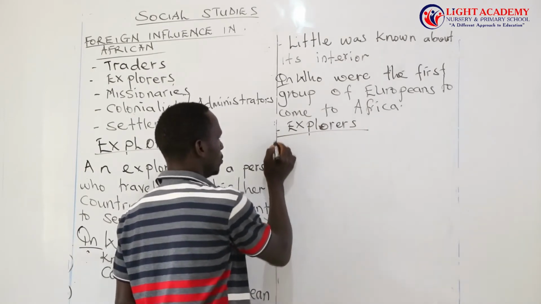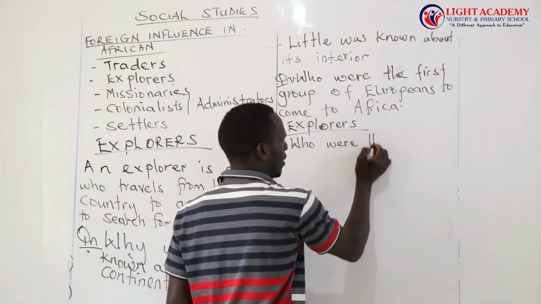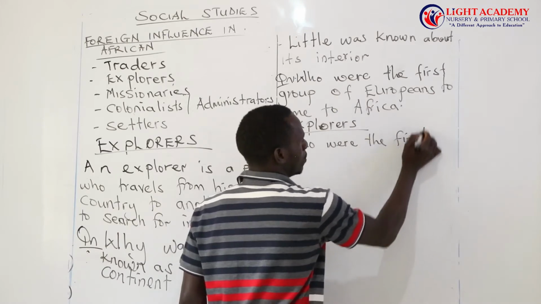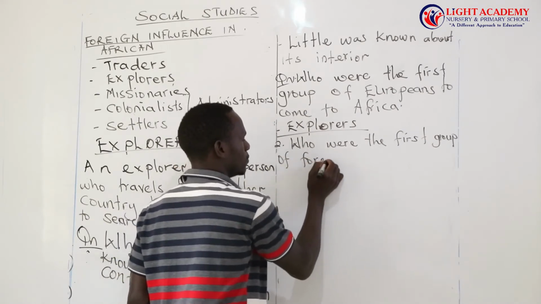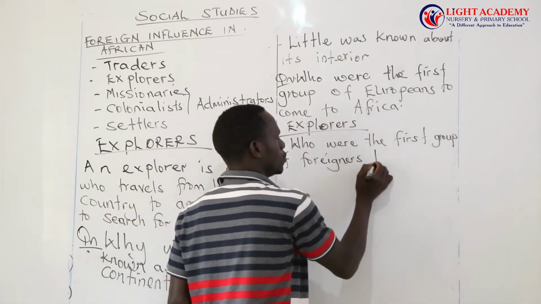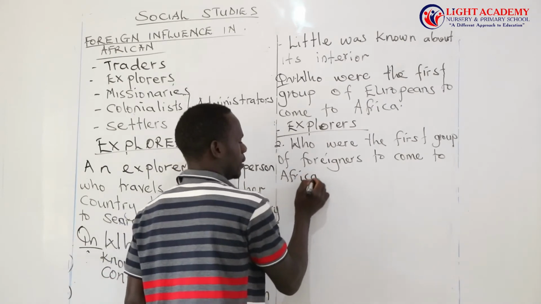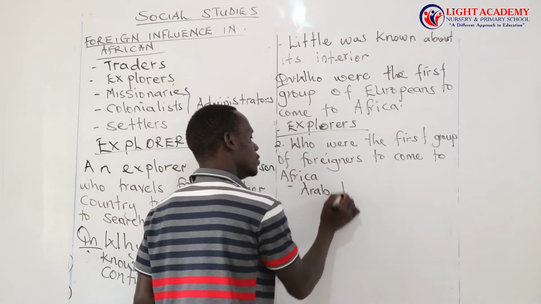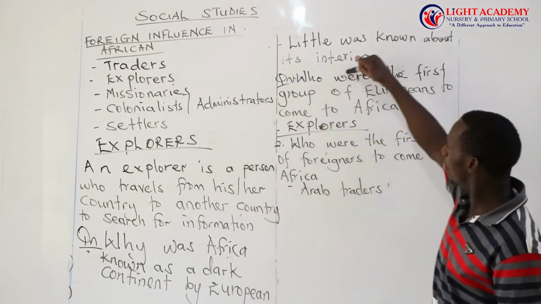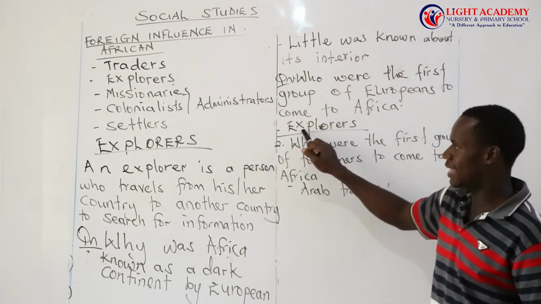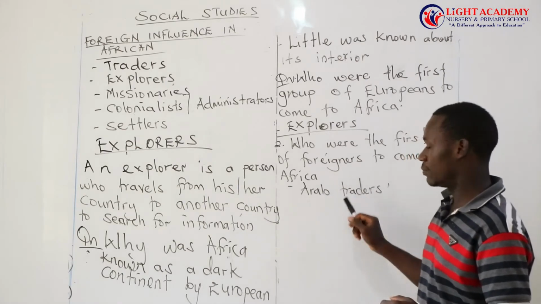Then another similar question, question number 2. Who were the first group of foreigners to come to Africa? And these were the Arab traders. The first group of Europeans were the explorers. The first group of foreigners became known as the Arab traders.